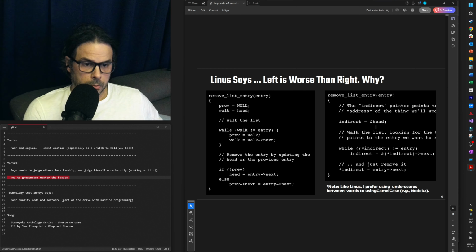Now, admittedly, he is allowing, I think, the head pointer to change its location. And so this is arguably more mentally taxing. But let's save that for another time. That's one of those things where it has layers. Okay.